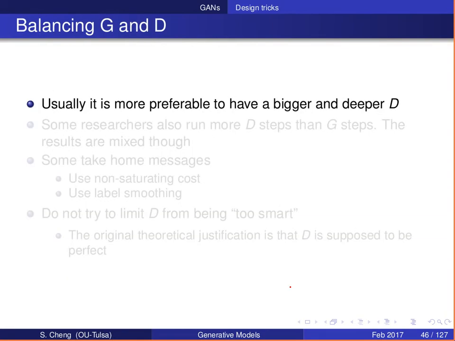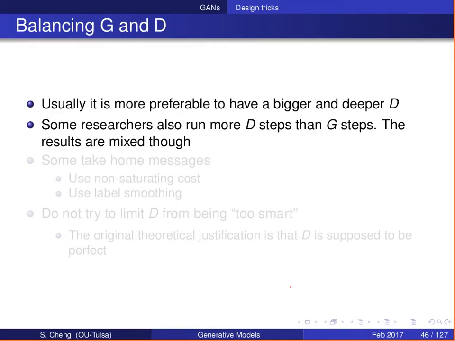Another thing I'd like to mention is that we want to be careful about balancing G and D. In many cases, it's preferred to have a bigger and deeper D, in the sense that you want to have a smarter discriminator. If your discriminator is bad, then basically the generator will just generate trash. Therefore, besides a stronger model, there's also some research that tries to have more D-step iterations than G-step iterations.